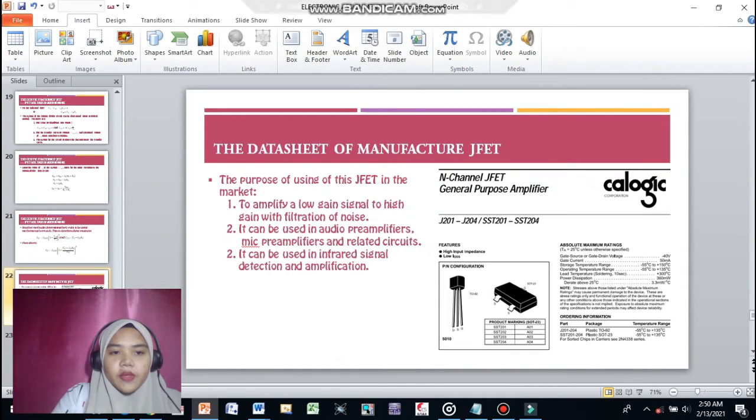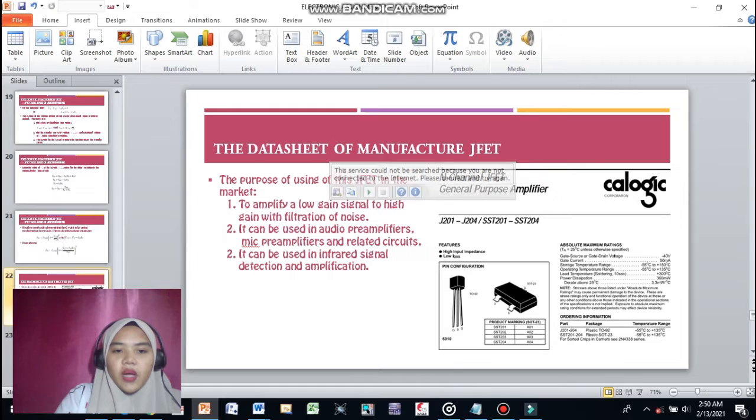This is an overview about the datasheet of a manufactured JFET. This is an N-channel JFET, J201 to J204 or SST201 to SST204. The purpose of using this JFET in the market is to amplify a low gain signal to high gain with filtration of noise.